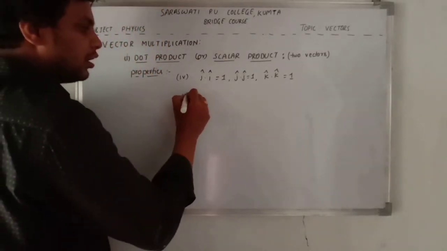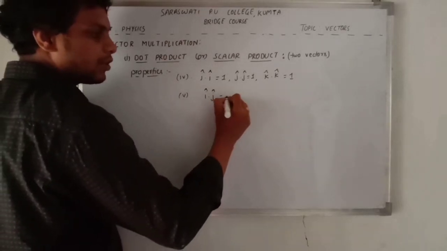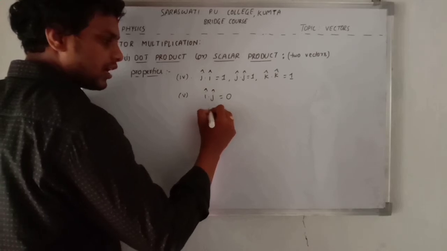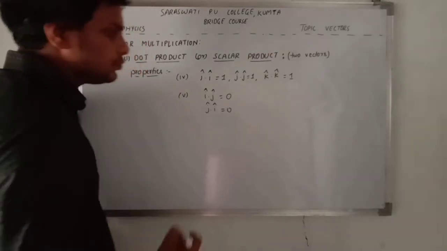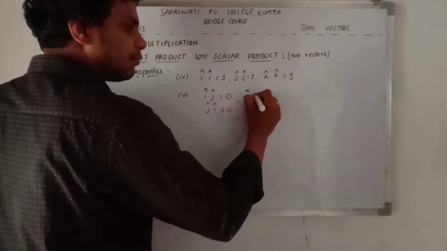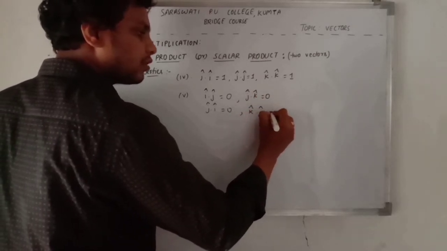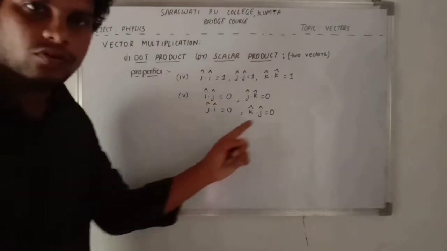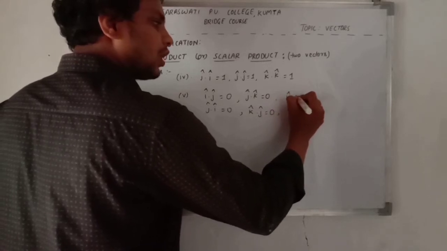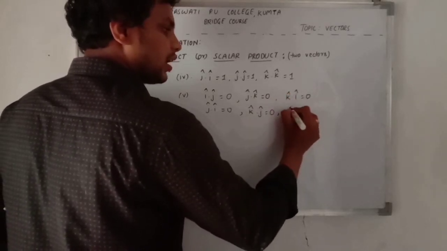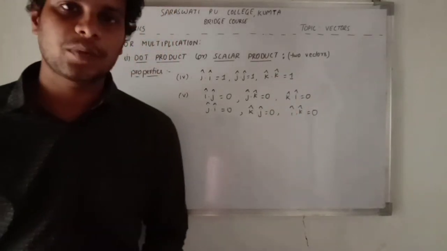Now similarly, i cap dot j cap is equal to 0, and j cap dot i cap is also 0, because it follows the commutative law. Similarly, j cap dot k cap is equal to 0, and k cap dot j cap is equal to 0, because it obeys the commutative law. And similarly, k cap dot i cap is equal to 0, and i cap dot k cap is also equal to 0. This is another property.